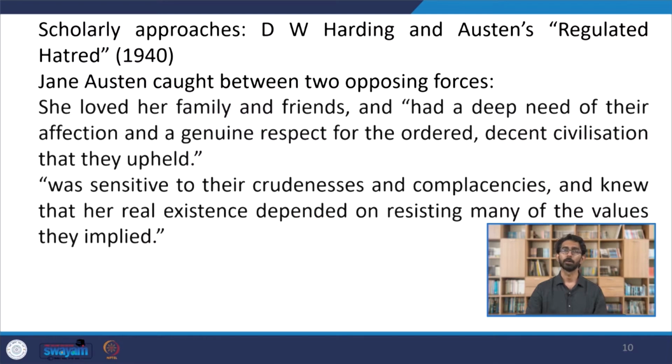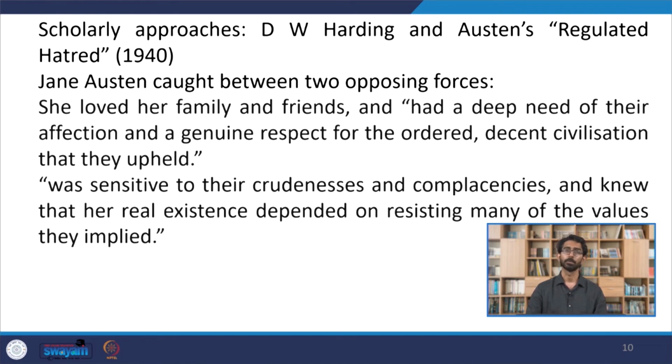The name of the scholar is D.W. Harding, and in 1940, Harding wrote a book on Jane Austen's regulated hatred. According to Harding, regulated hatred is a way to understand how Jane Austen was caught between two opposing forces and how her fictional work is a creative response and a psychological means of coping with what seemed to be impossible and irreconcilable forces. So, what are these two opposing forces?